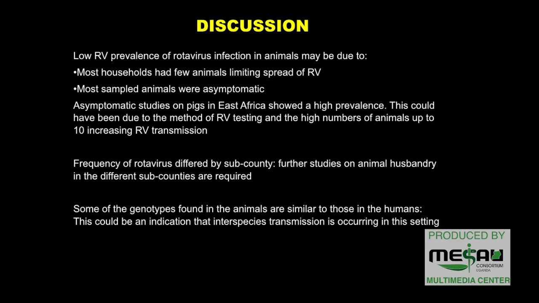We also had a difference in prevalence of rotavirus in our different sub-counties. This requires further studies for us to know what the different animal husbandry practices are in our different sub-counties, which may be affecting the prevalence of rotavirus we are seeing in the different households. Also, some of the genotypes found in the animals are similar to those in the humans. This would be an indication that we have interspecies transmission in our setting, and this would require further research, maybe by carrying out sequencing on these samples.